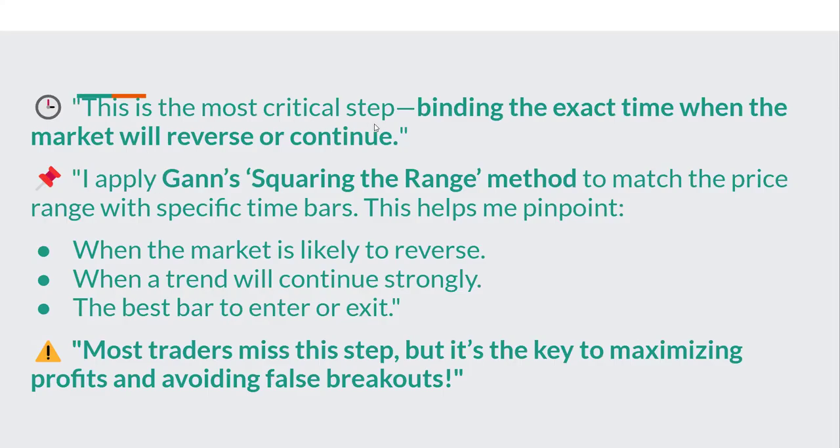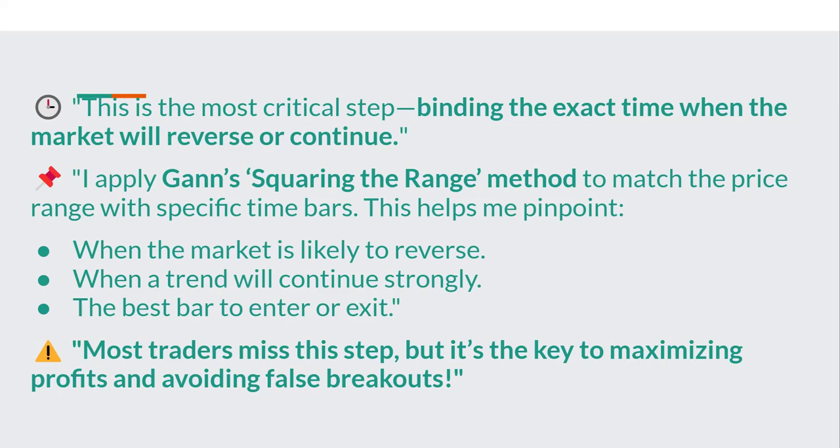This is the most critical step, finding the exact time when the market will reverse or continue. I apply the Gann squaring the range method to match the price range with specific time bars. This helps me pinpoint when the market is likely to reverse, when a trend will continue strongly, and the best bar to enter or exit. So at that point, I am seeing the levels, I am seeing the time by calculation.